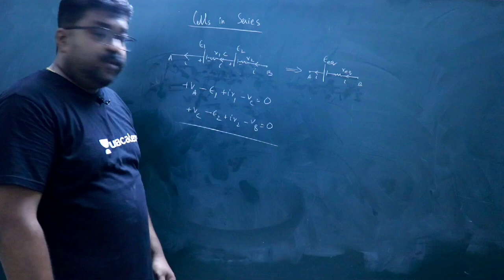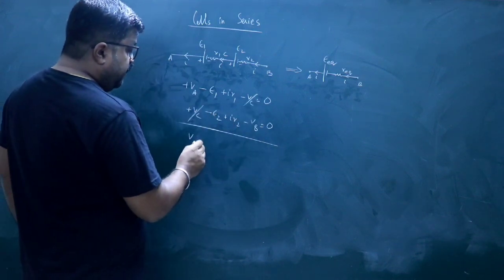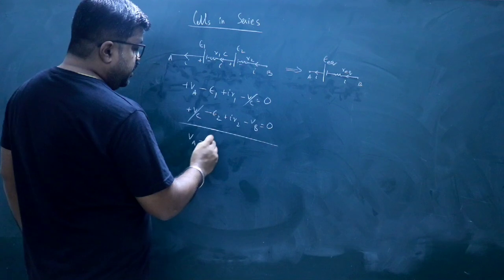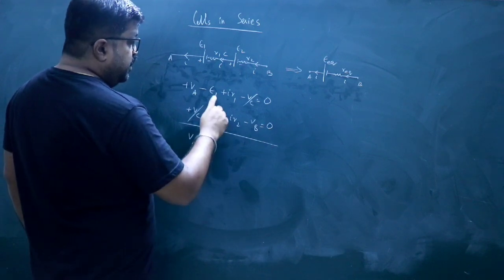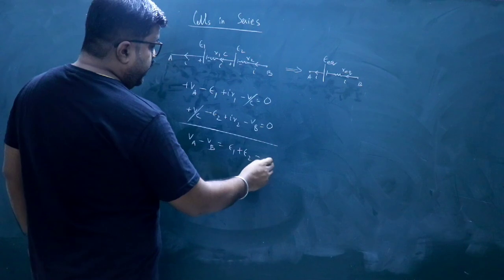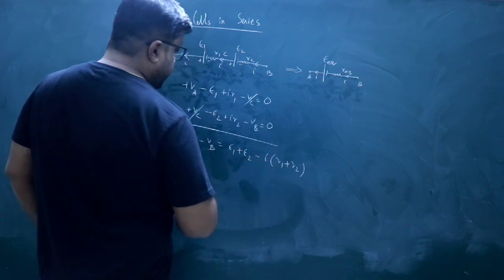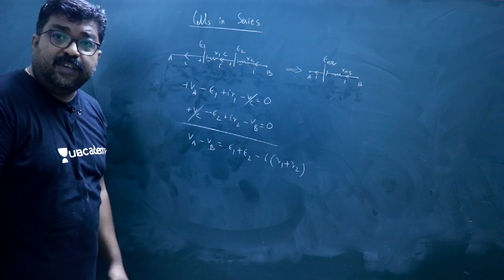Now if you add these two equations, the VC cancels out. So we have VA minus VB, taking the terms to the other side, equal to E1 plus E2 minus I times (R1 plus R2). So this is the expression for VA minus VB.